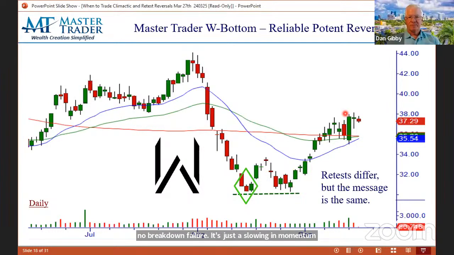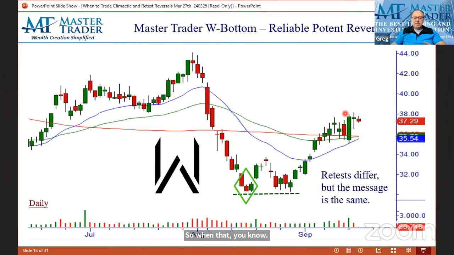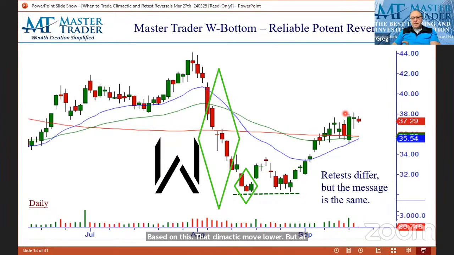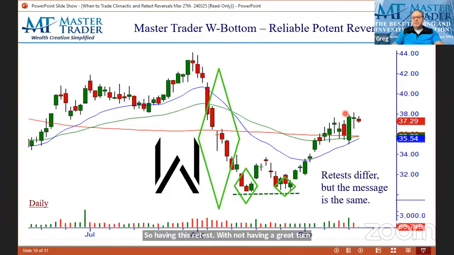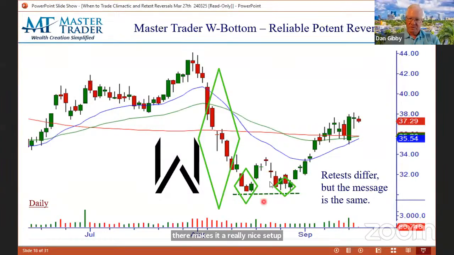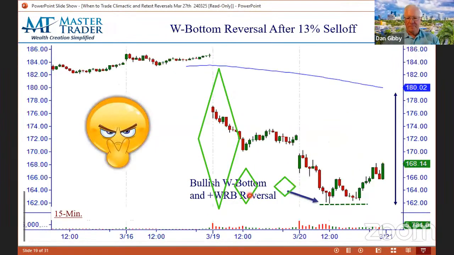Yep. So there was fear based on that climactic move lower, but at the end of the move, it wasn't like it just puked out with that kind of shakeout fear, gap reversal, bottoming tail bar. It's great when it happens. It adds to the probability that it's going to retrace. So having this retest without a great turn there makes it a really nice setup. Excellent point. Based on what you've learned today, we would not have traded this, even though it gave you a 3-day bounce. It didn't meet our setup, so we don't trade it.